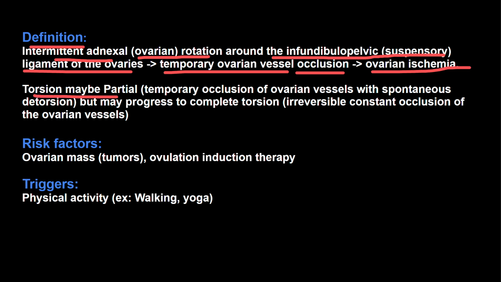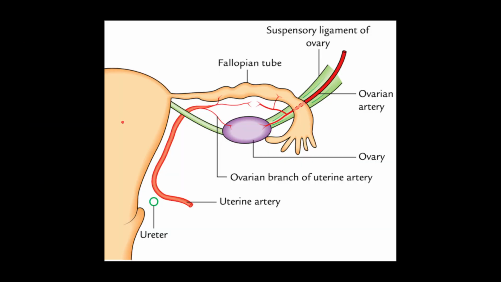Torsion may be partial or it may be complete. A partial torsion is a temporary occlusion of the ovarian vessels with spontaneous detorsion, but it may progress to complete torsion, which is an irreversible constant occlusion of the ovarian vessels, which can then result in ovarian necrosis, which is pretty bad. So let's take a look at this.